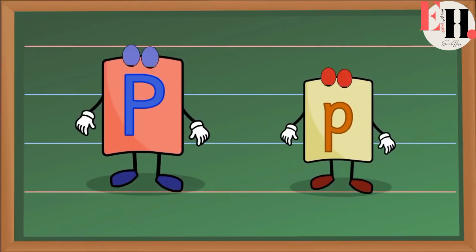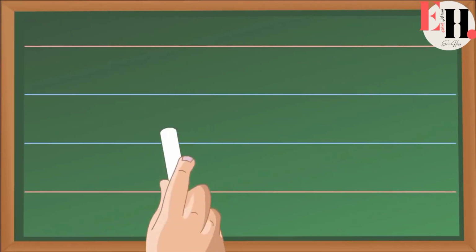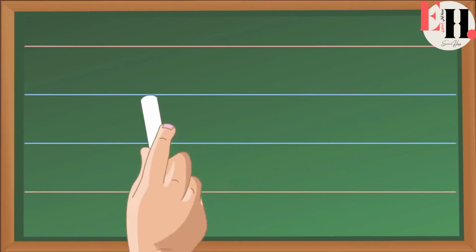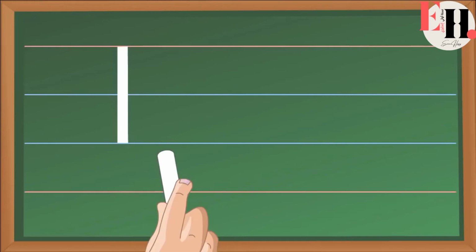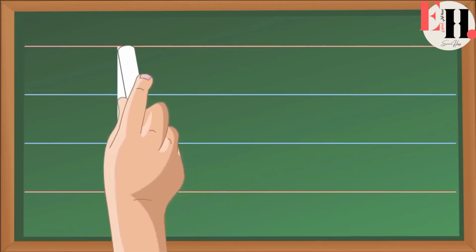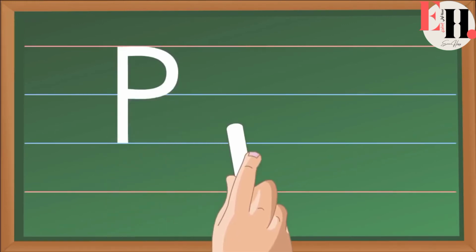P. Capital P. Start from the top and draw a standing line down. Go again to the top and draw a curve up to the middle.